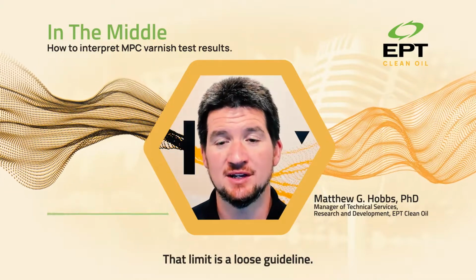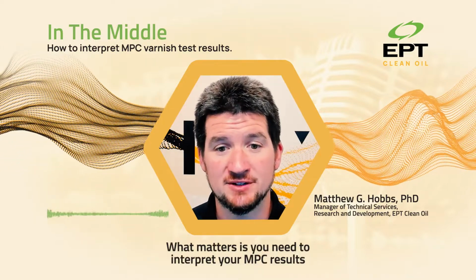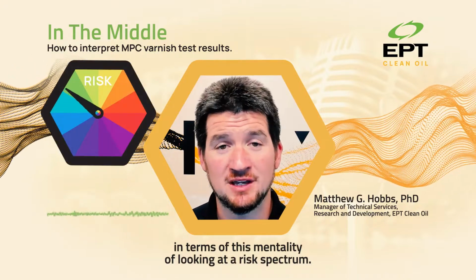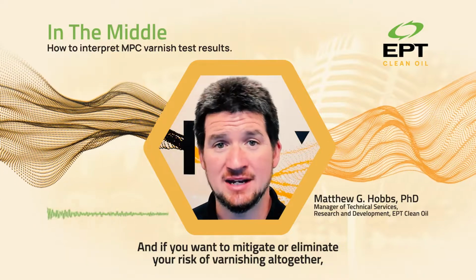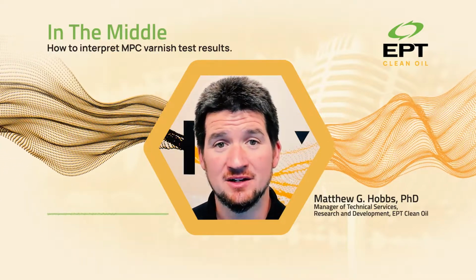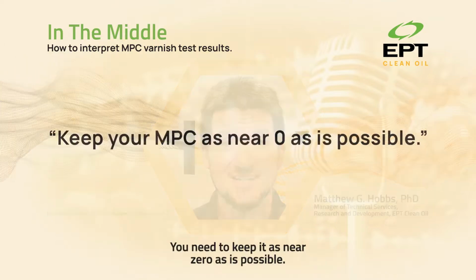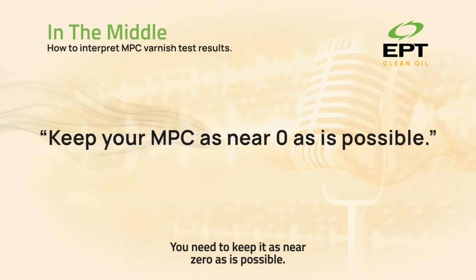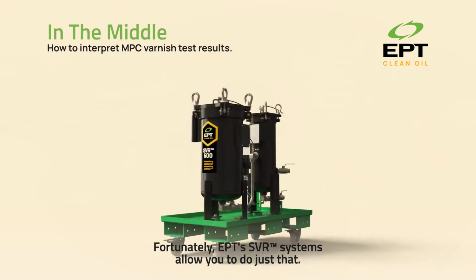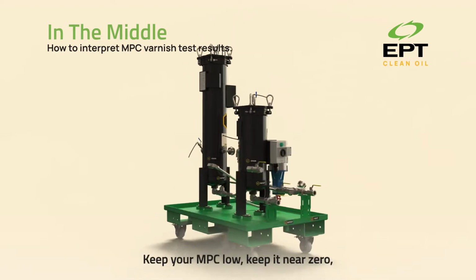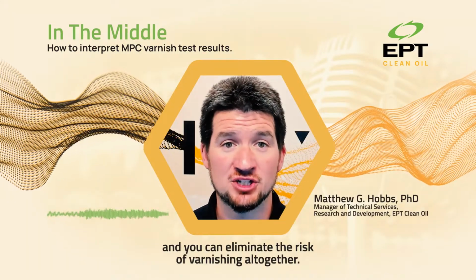That limit is a loose guideline. What matters is you need to interpret your MPC results with this mentality of looking at a risk spectrum. And if you want to mitigate or eliminate your risk of varnishing altogether, what you really need to do is not keep your MPC below the warning limit. You need to keep it as near zero as is possible. Fortunately, EPT's SVR systems allow you to do just that. Keep your MPC low, keep it near zero, and you can eliminate the risk of varnishing altogether.